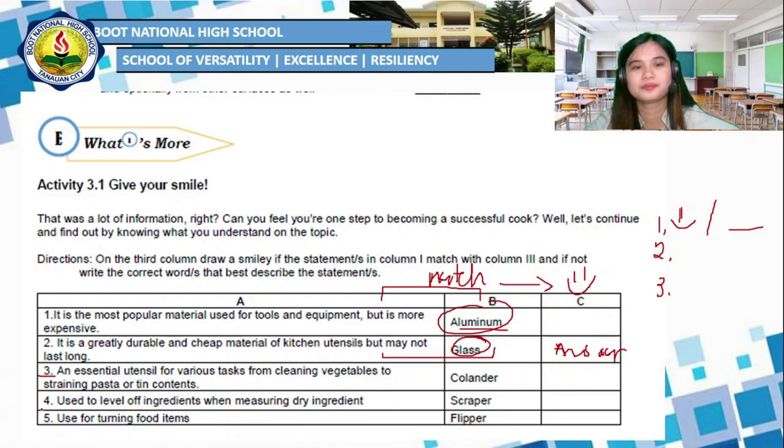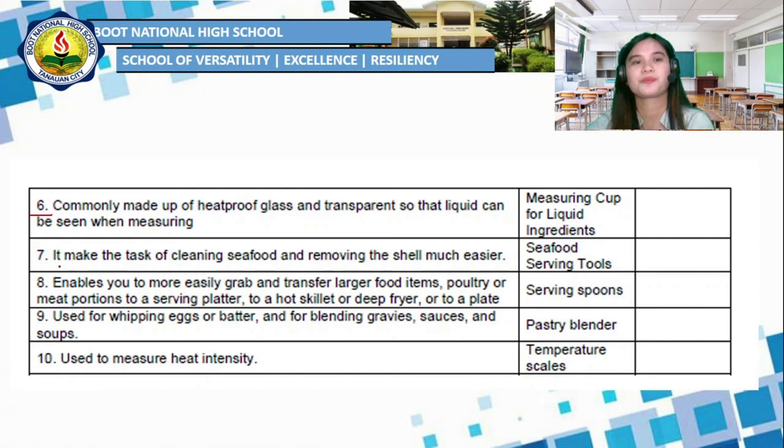Number 4, number 5, number 6, number 7, number 8, number 9, and number 10. Okay, now you're all done.